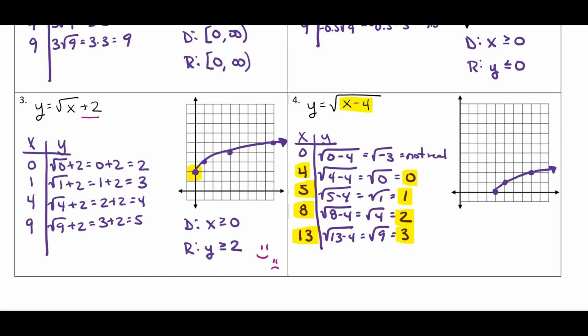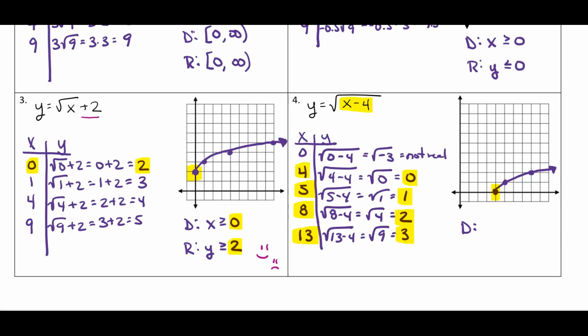Now, our domain has changed. Our domain is no longer at 0. Now it's been moved to 4 because our starting point has changed. And hopefully you've noticed that our domain aligns with our starting point. If you look over here at number 3, our starting point was at 0, 2. And notice that our domain and range start at 0, 2.